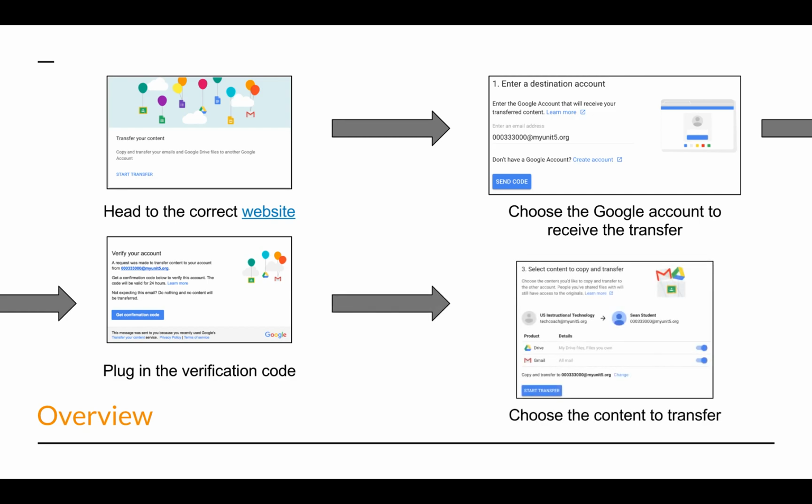And finally, you'll then choose what content you want to transfer over. In this version of Google Takeout, you're much more limited. You can essentially take out all of the contents of Drive, all of the contents of Gmail, or you can choose just one or the other. And then you start your transfer, and your materials will start moving over immediately. However, depending on how much stuff you have, that process may take a long time to fully finish.